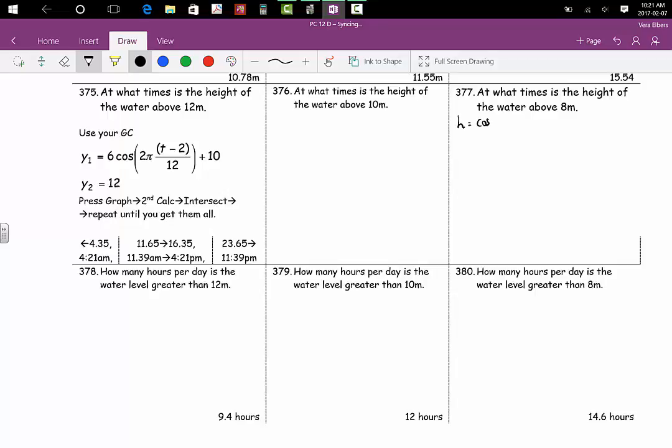You're going to need a lot of room, so maybe you want to write on another sheet of paper. So it's 6 cos, and then bracket pi over 6 times t minus 2, plus 10. So we want to know the times that the height of the water is above 8 meters. So in place of h, you're going to put 8.